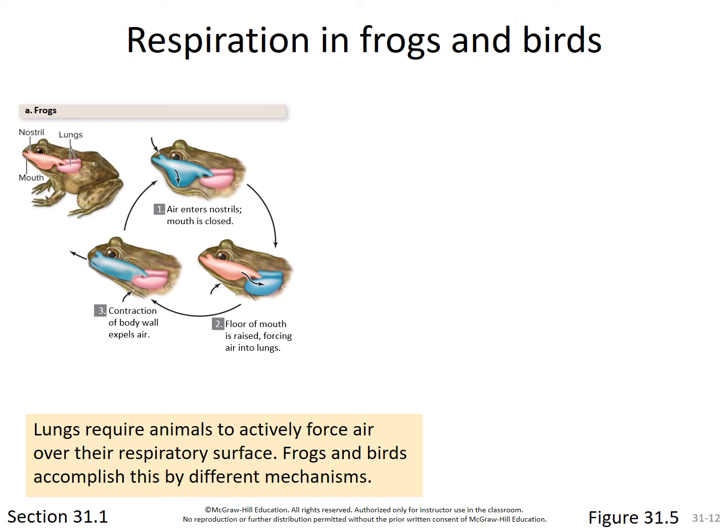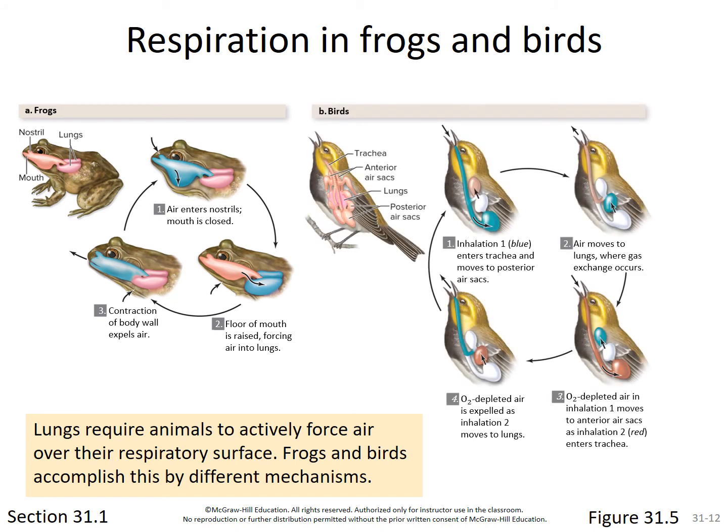Air enters the nostrils with the mouth closed, and basically the frog will raise the floor of its mouth. This will force air into the lungs. And how does it get air out of the lungs? It contracts the body wall to expel air. And that's the reason why when you look at a frog and you see its chin kind of moving up and down, what it's actually doing is it lowers the floor of its mouth in order to bring air into the nostrils, and then it'll close the nostrils and force that air down into the lungs.